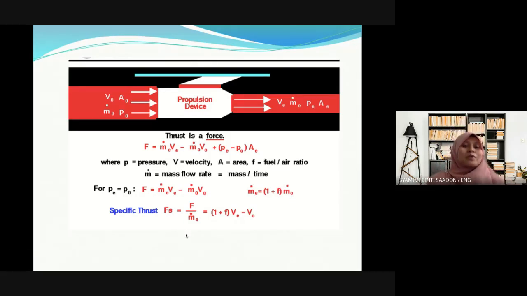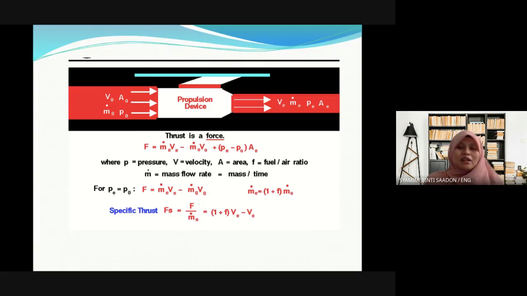And then we also introduce another performance parameter, which we call specific thrust. Specific thrust is the ratio of the thrust force over the mass flow rate of the air intake. So this force equation is divided by m naught, or m air at the intake. So we have this one, and replace this me with this one.